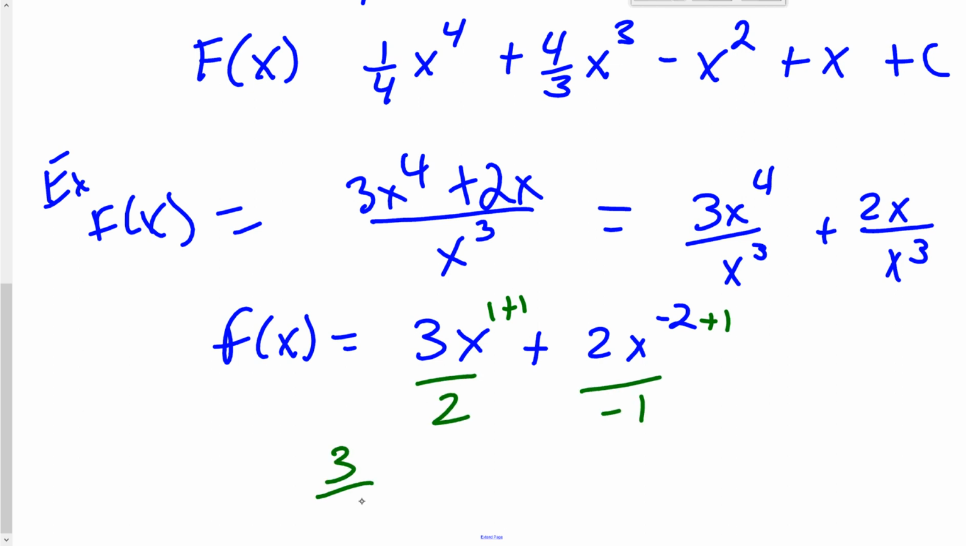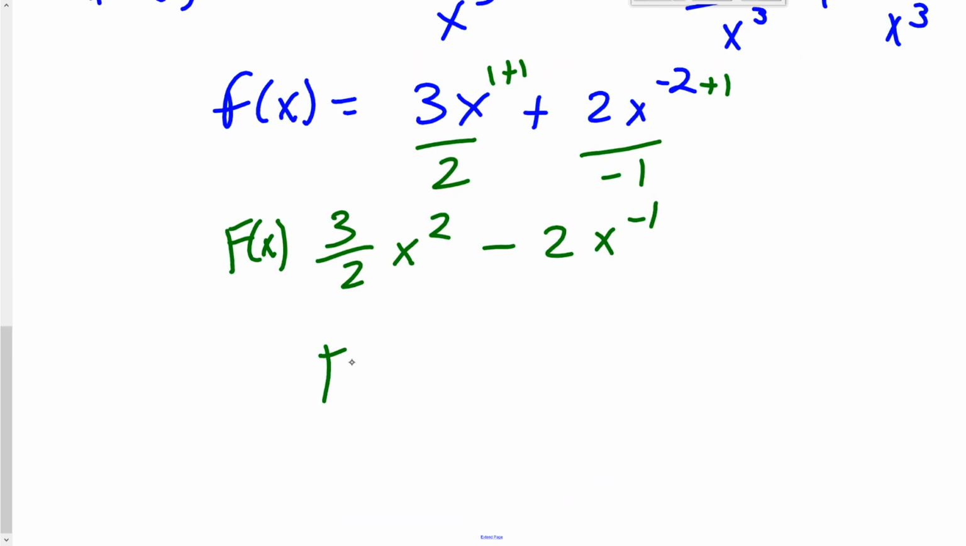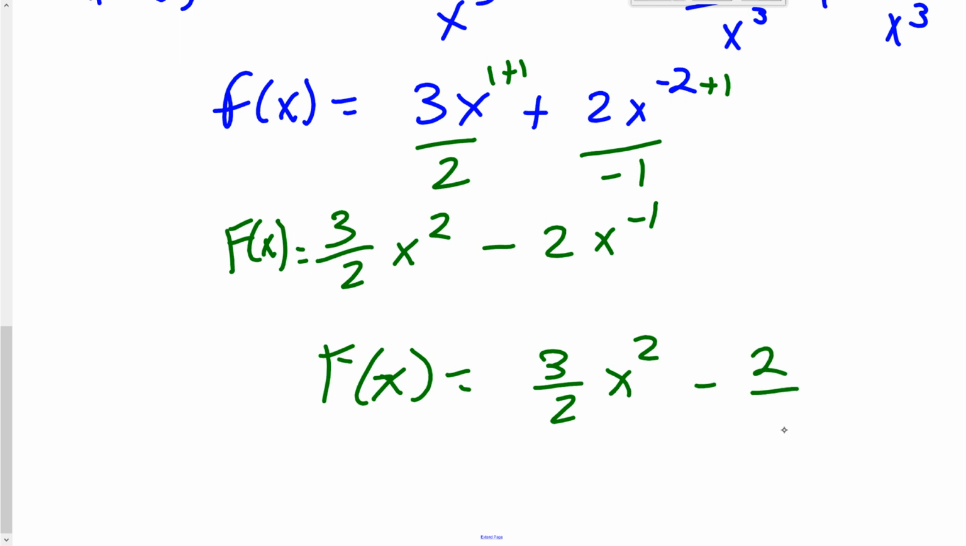So our antiderivative, and again, you can check your work by just taking the derivative. That'd be a negative 2x to the negative 1. And then we could even rewrite that. F of x equals 3/2 x squared. And this would just be minus 2 over x, like that, because it's a negative exponent. And then you just add c at the end.